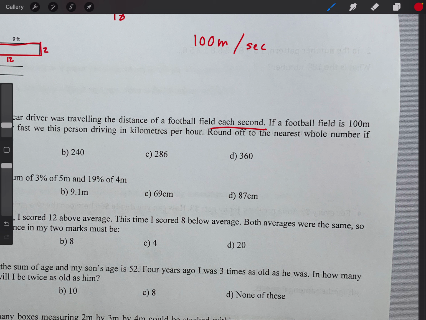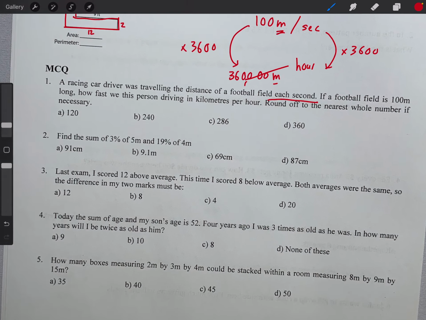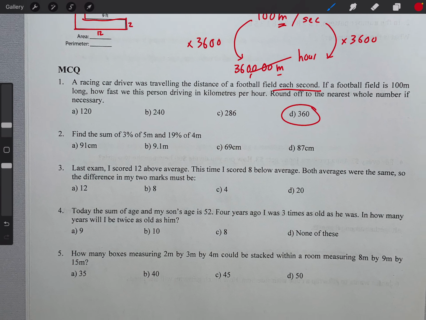So if you want to turn it to kilometers per hour, how do you go from seconds to hours? We times it by 3,600. So if you want to do that, you got to times this one also by 3,600. So 3,600 times 100 will be what? 360,000, and that gives you 360,000 meters. Obviously, this is in meters. Now turn to kilometers, cross out 3 zeros, and you have 360 kilometers. So the answer is D.